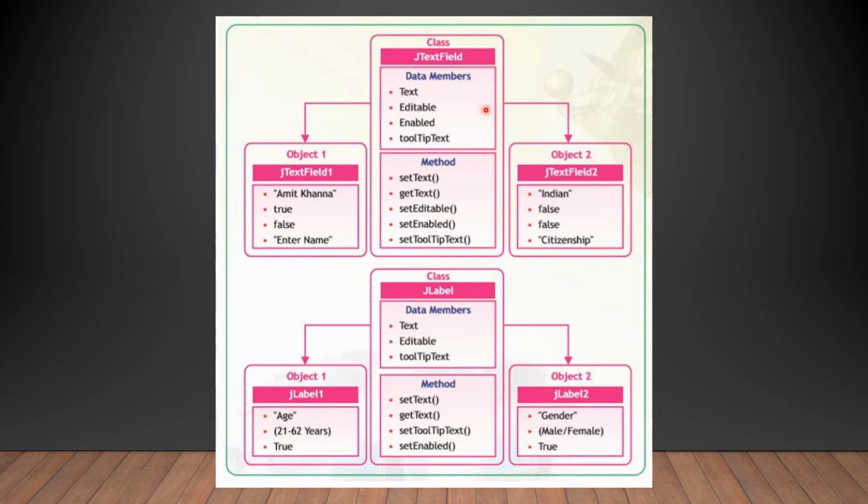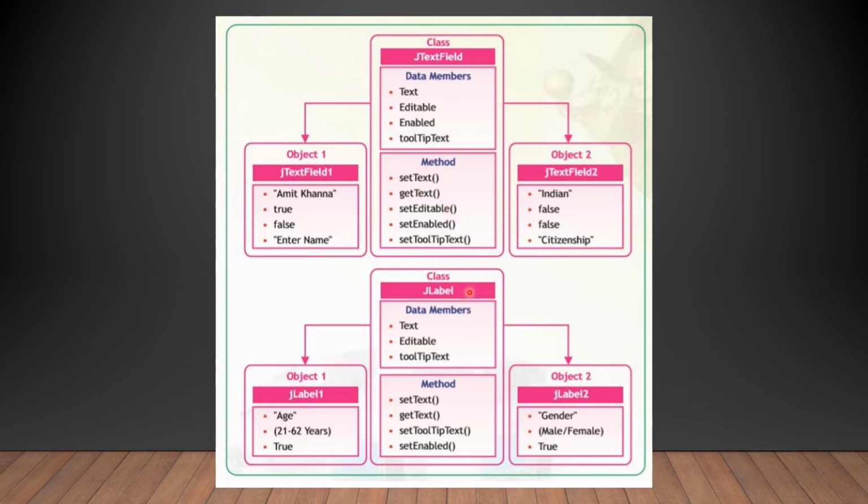As we talked about in the previous example also, the class will contain the data members and methods, and the real data, the actual data, will be in the object. So here you can see the real or actual data is in the object, and the data members and methods are present in the class.